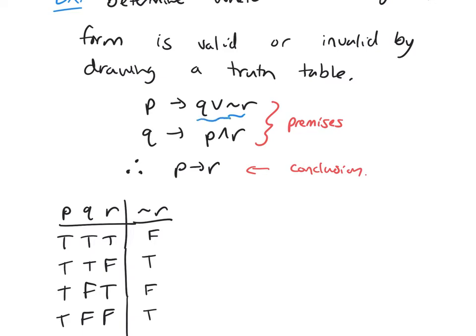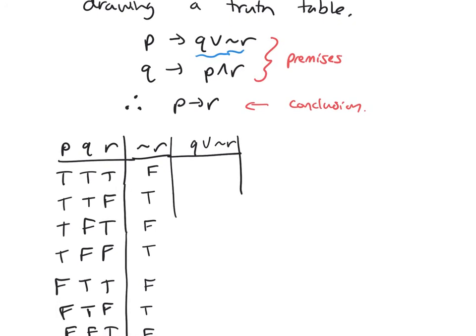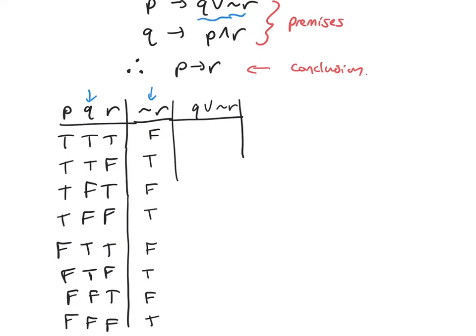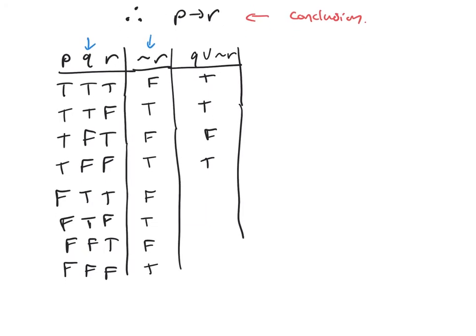Okay. Then I'm going to need Q or not R. So I'll make that column next. Q or not R. So you're looking at the column for Q, you're looking at the column for not R we just made, putting an or between them. So the statement would be true, true, false, true. And then true, true, false, true.